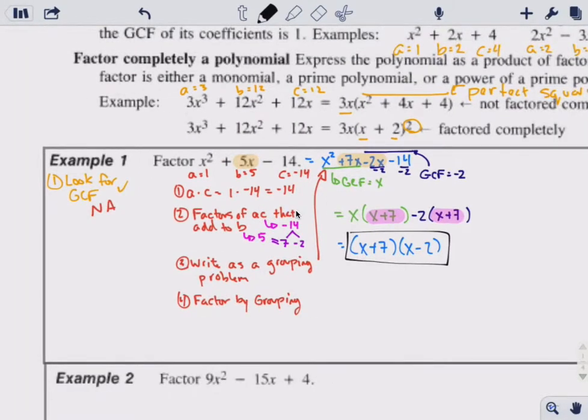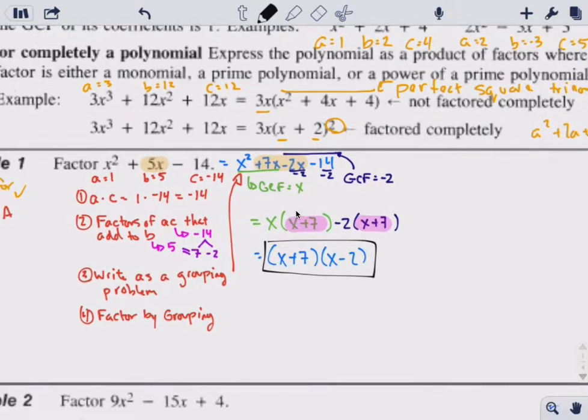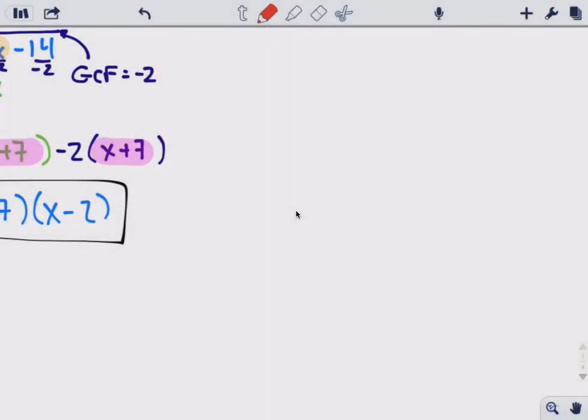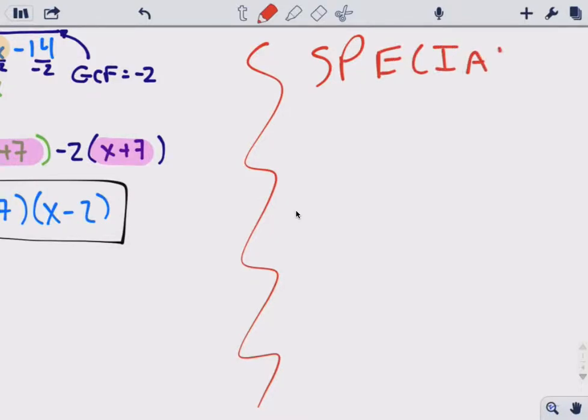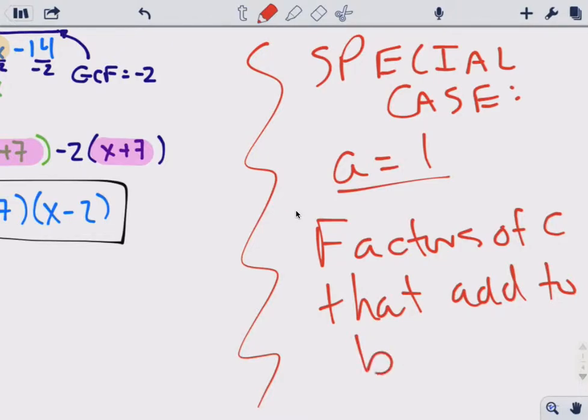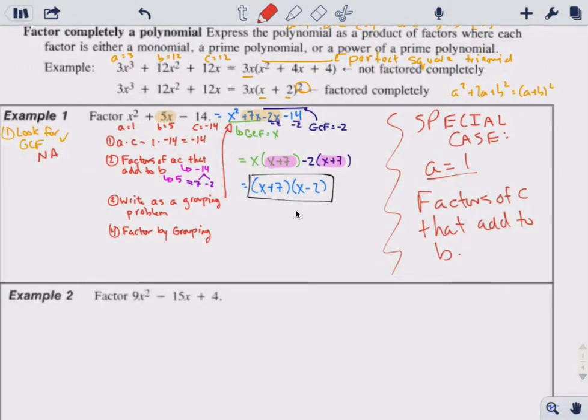It's a process. Now, the basic ones that we just covered here can go a little bit differently. When a is equal to 1, this is a special case that you can either do this way or not. The previous way I showed you will work every time. Our special case, a equals 1. Okay, if a equals 1, we want factors of C that add to B.